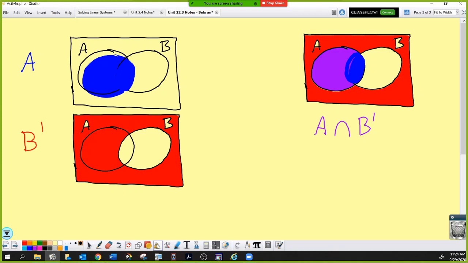Neither A nor B would be just this. So A prime union B prime would be a way of describing this. Because it's where everything that is not A is put together with everything that is not B.